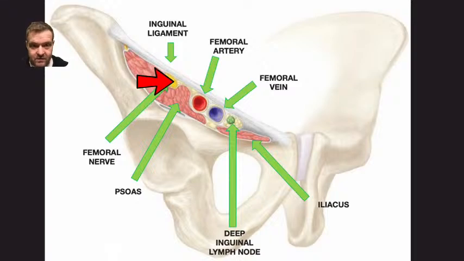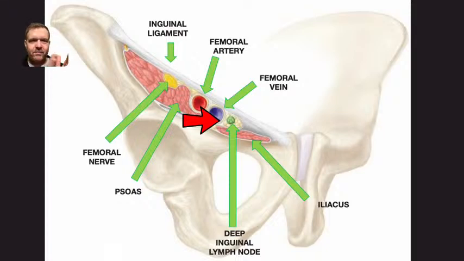So the femoral nerve is obviously, it's always yellow. Okay, so there's your femoral nerve, femoral artery, the red one, and then the femoral vein, the blue one. So this is the neurovascular bundle. So neuro, obviously nerves, vascular is to do with the circulatory system. So the neurovascular bundle travels underneath the inguinal ligament.